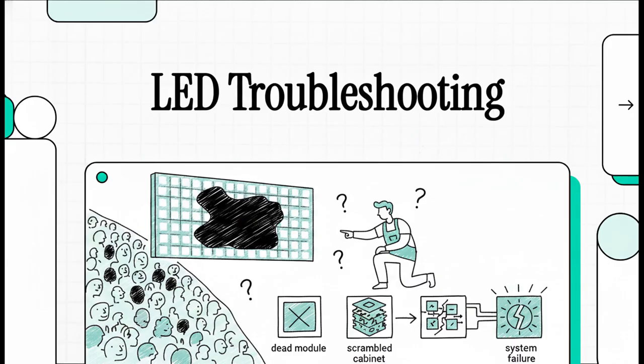I mean, is it a dead module? Is it a scrambled cabinet? Or are you looking at a full system failure?